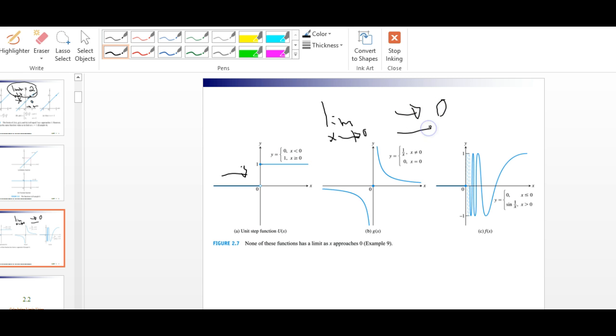From the right, where is the function heading towards? If x is approached from the right, look at the function. The function is 1 1 1 1 1 1 1. So from the right, the function is heading towards 1. So once again, when x approaches 0 from the left, the function goes to 0. But when you approach x from the right, the function is actually going to 1.